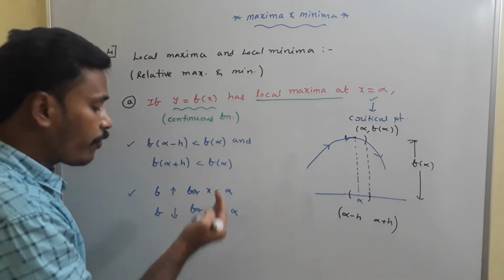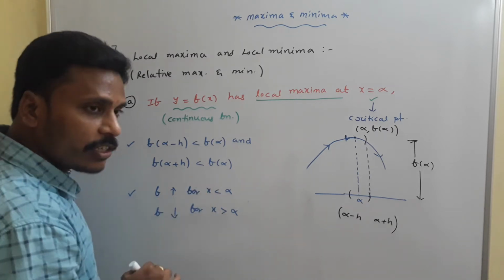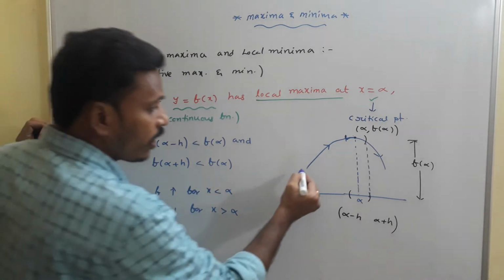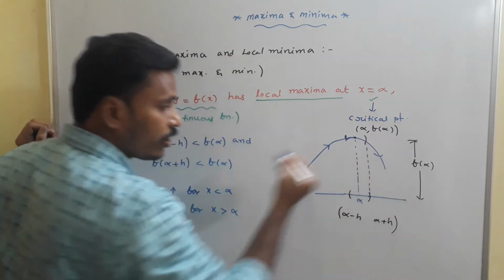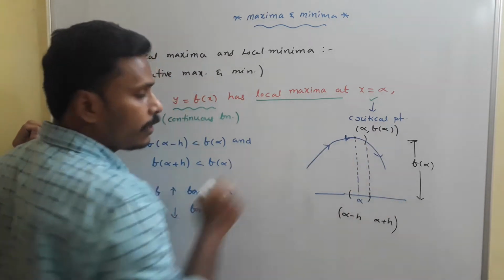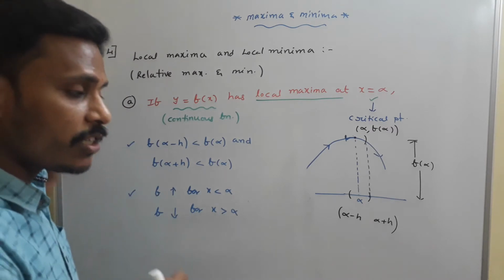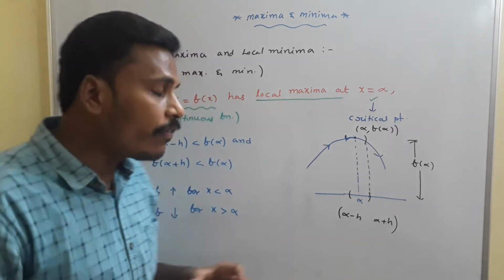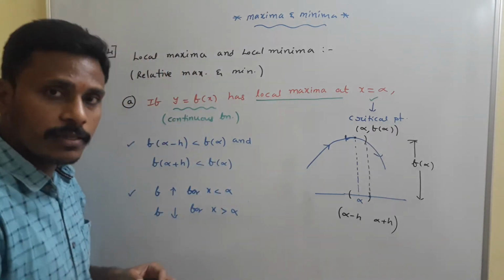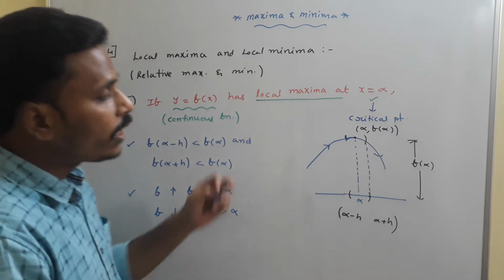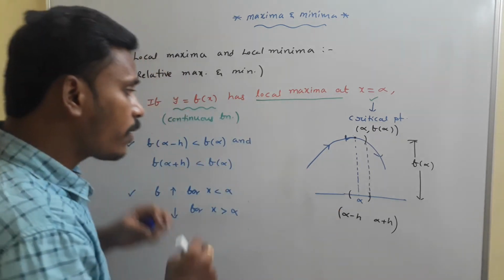Okay, right? f is increasing on the left side and f is decreasing on the right side of that alpha. Is it right? Since it is increasing and then decreasing. For increasing functions, as we discussed in the previous classes, the derivative of the function is positive, and for decreasing functions, the derivative of the function is negative.